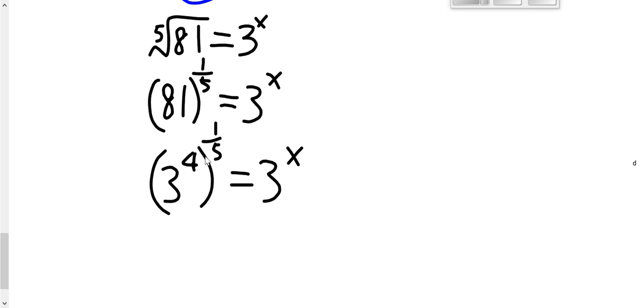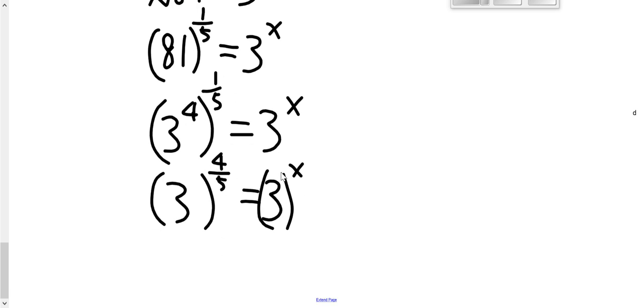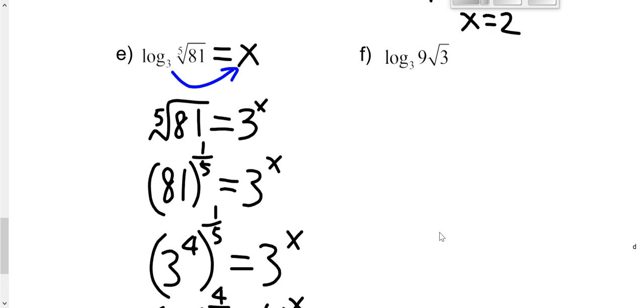And then we can multiply, this is Math 10C stuff. Hope you still remember, 4 times 1/5 gives you 3 raised to the power of 4/5 equals 3 raised to the power of x. If they don't look alike, put the brackets around. Now same base, so that means x is equal to 4/5. Okay, so this one I'm not going to do, but figure this out. Your answer should be 5/2.